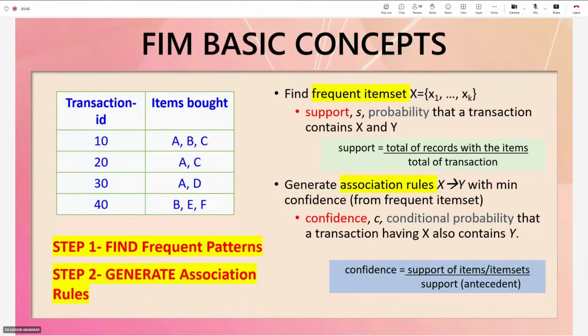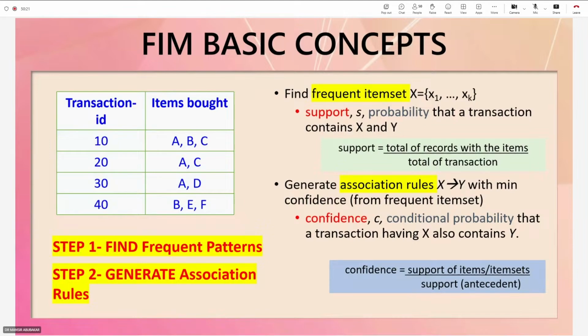Example. So as we said earlier, the first step is to find the frequent patterns, and the second step is to generate the association rule. This is how the association analysis is working. For the frequent items, we have the support, that is the probability that a transaction contains X and Y, and then we generate association rules, where we have X implies Y, which we have already discussed in the previous slide, using the minimum confidence from frequent items.